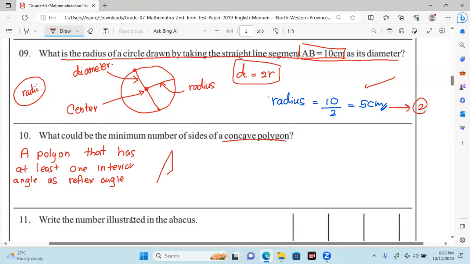Can we draw a concave polygon using 3 sides? No. Then using 4 sides? Yes.